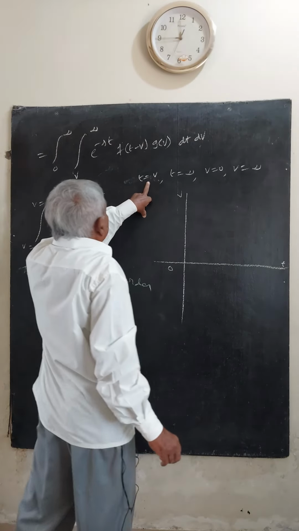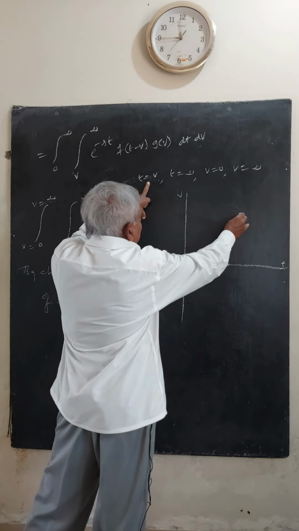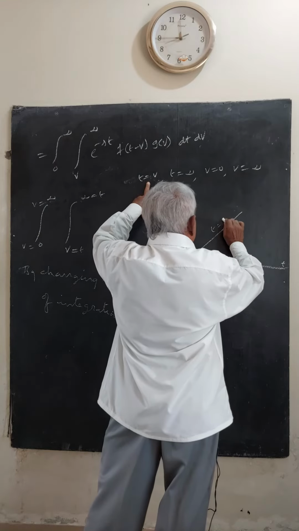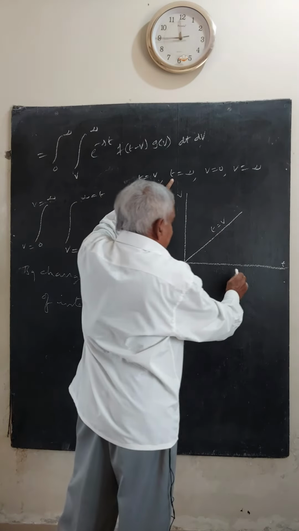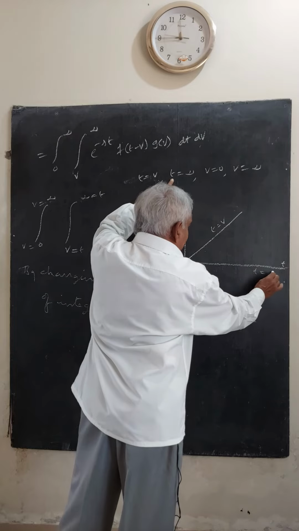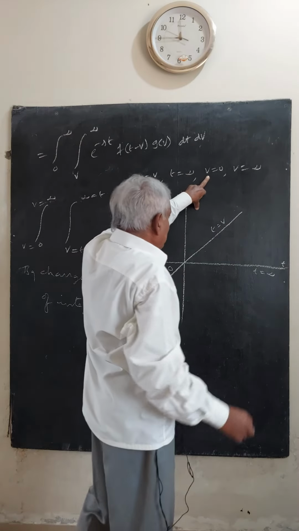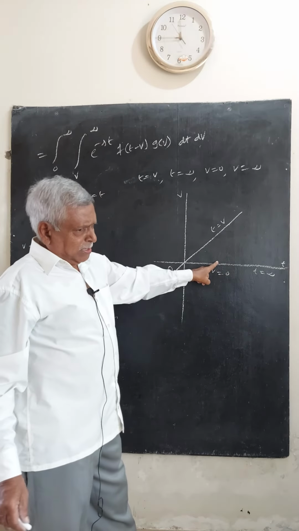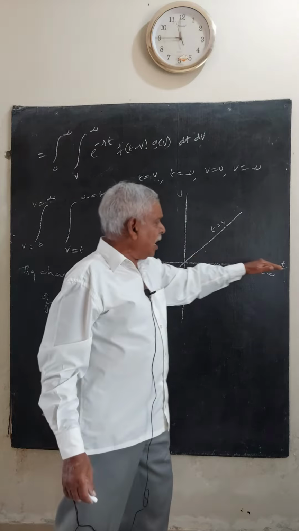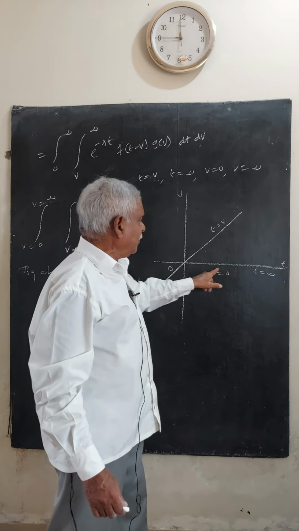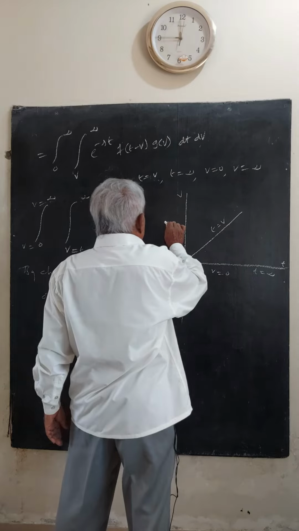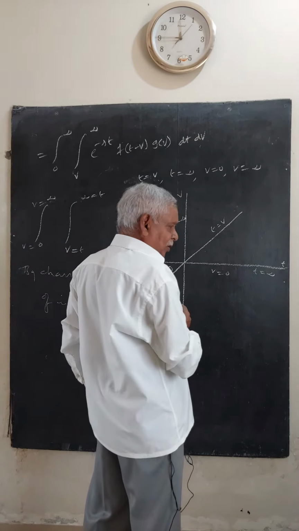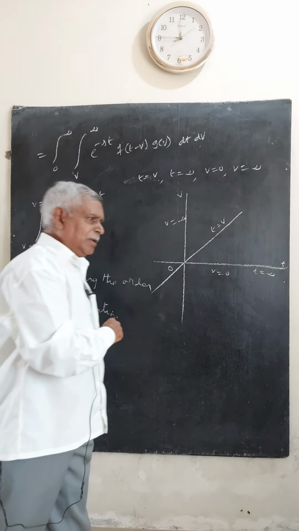See, t equal to v. This is the equation of this line. t equal to v. t is infinity, this is the axis. t equal to infinity, v equal to 0. v equal to 0 is here. The axis t is called v equal to 0. At all places, v does not go up, therefore v equal to 0. Here, v equal to infinity. Here, v goes up. As t tends to infinity, v also goes up to infinity.